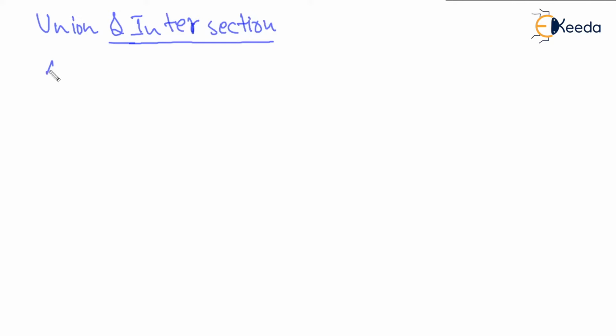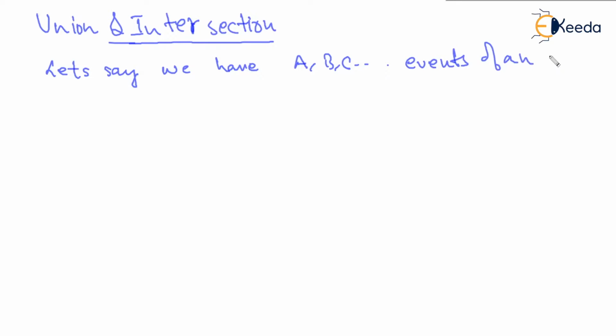Let's say we have A, B, C and all events of a random experiment, of an experiment's sample space. Let's say the sample space is S. Now union.